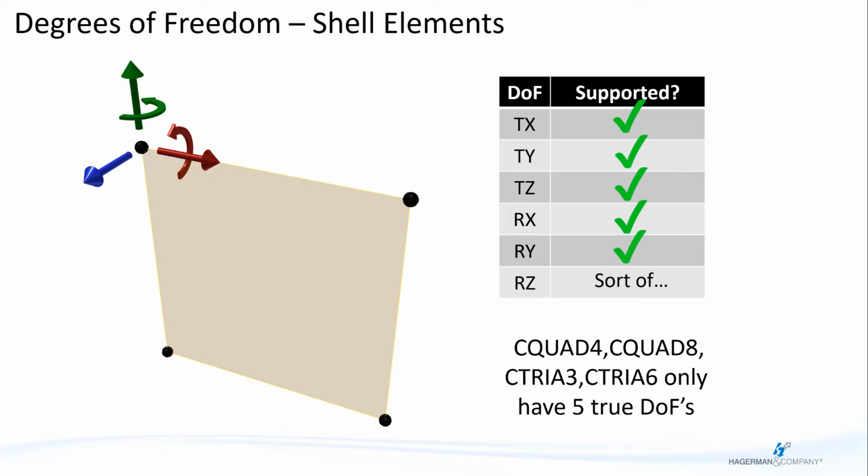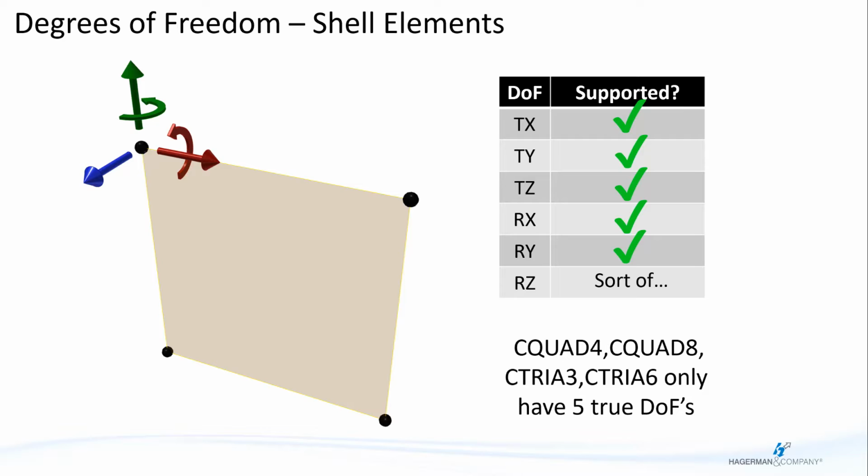Now, there is some stiffness supported in that direction. This is just so shells can be connected together out of plane, like perpendicular to each other, and still transmit forces to one another, but it's not a true degree of freedom that you would directly apply a load to. Notice the nonsense I've written below my table there? Those are the element names in Nastran speak.